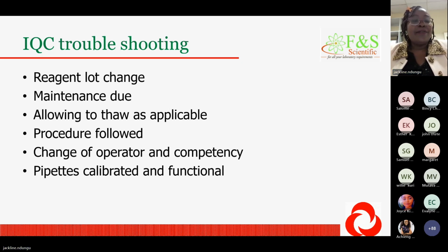And once the error occurs, you do the troubleshooting. You want to see what is the cause of my QC failure. So what you do, you look at your reagents. If you have changed your lot, maybe that QC is in a different lot, so your ranges are different. You want also to check at the maintenance, if this equipment needed calibration, if this equipment needed PPM, is it done? PPM means planned preventive maintenance.